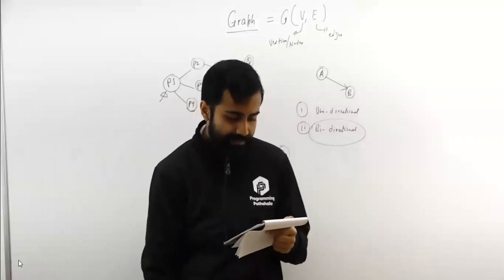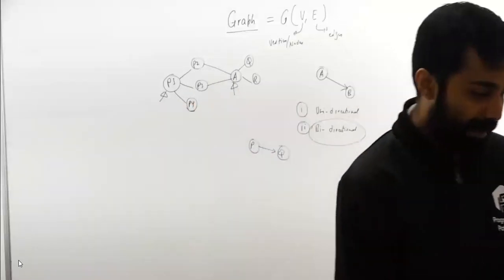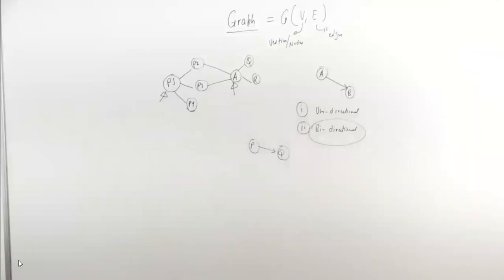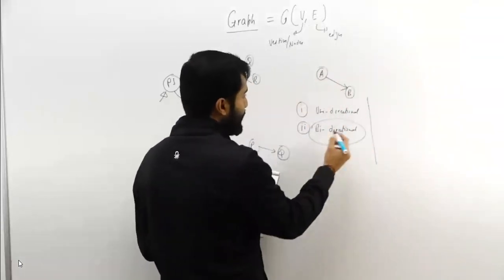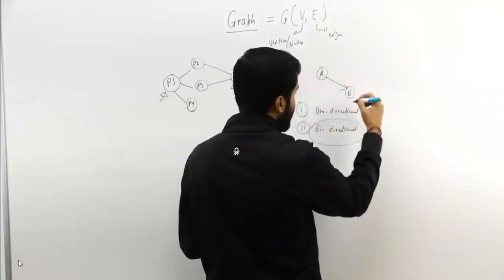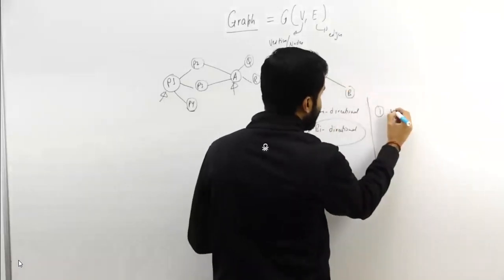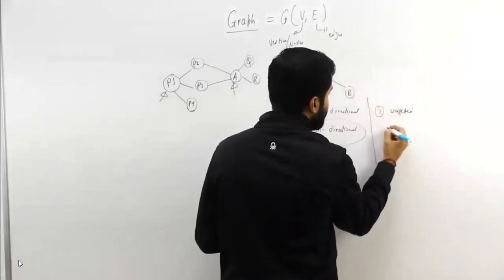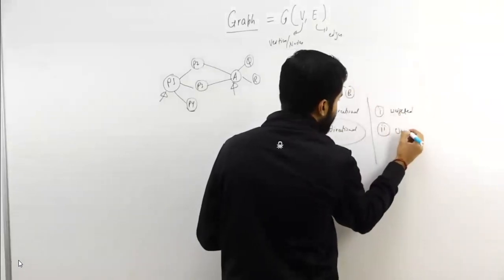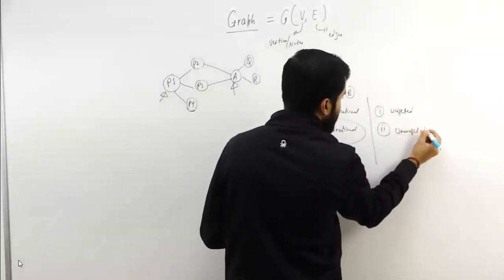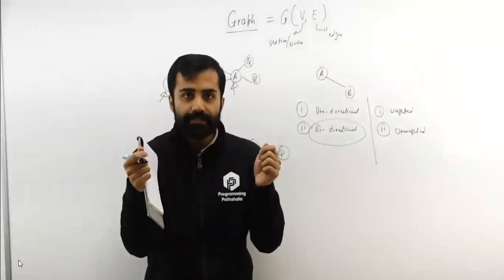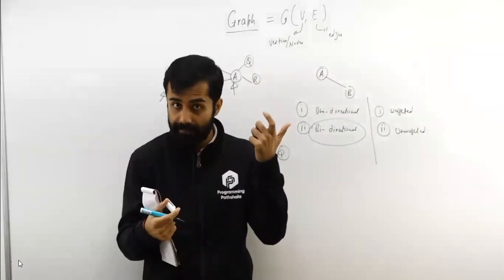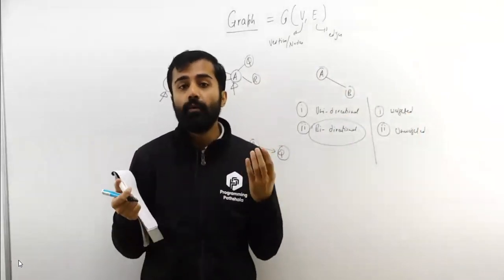Is it clear to everyone what is the meaning of bi and unidirectional edge? Yes or no? Okay. There is one more categorization. So this was one categorization. Another categorization is that your edges could be weighted and sometimes they could be unweighted. What is the meaning of weighted? Weighted means that edges have some number associated with them, and that number can denote something.